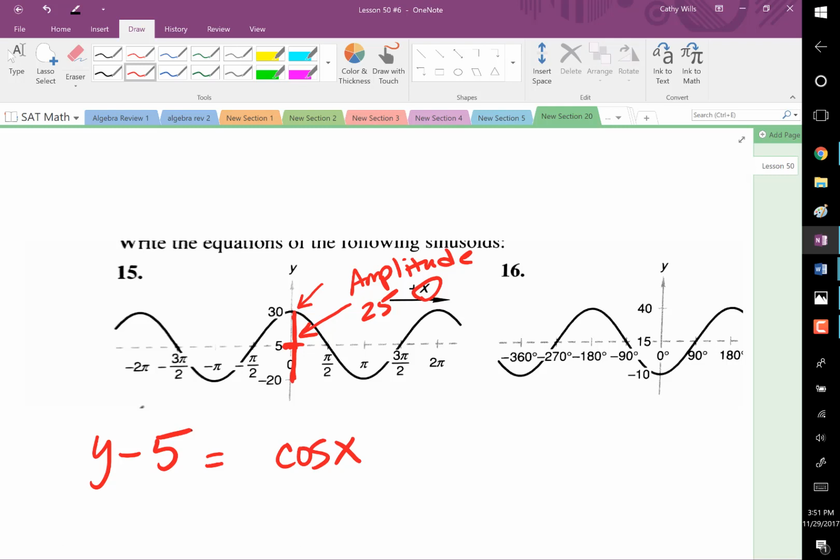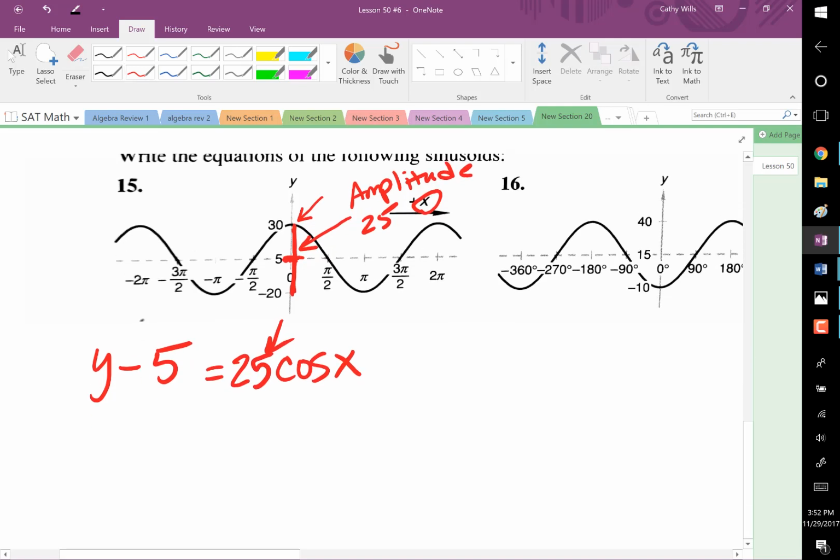And then also, this amplitude has been stretched so that it's 25. So that means you're going to multiply the cosine function by 25. You're going to put a 25 here as the coefficient of cosine. All right, so that'll go there. So that's where the amplitude goes.